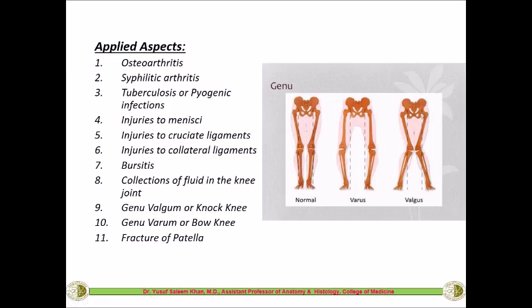Coming to the last aspect of this knee joint, the applied aspects related to the knee joint, the clinically important features. One is osteoarthritis. The knee is a very common site for osteoarthritis, especially in old age. Because of osteoporosis, there will be arthritis also in the knee joint, inflammation as well as severe pain in the knee joint.